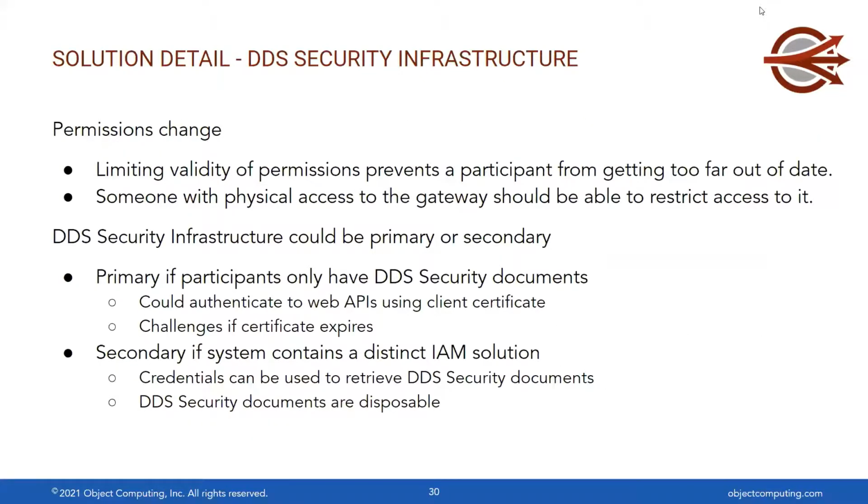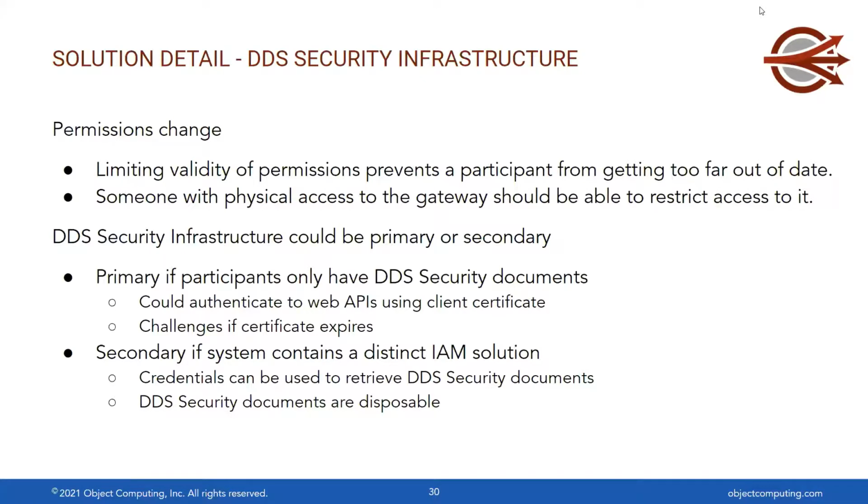So permissions do change over time. You can imagine that that database is not static. So it is a good idea to limit the validity of permissions to prevent a participant from getting too far out of date, and forcing it to check to make sure that it is in the right partition and has the right permissions. And you also need to be concerned that someone with physical access to the gateway should be able to restrict access to it. So for instance, you move into a house, you should be able to go to the gateway and say, I'm the new owner. I want to break the relationship with the existing owner so that they can't mess with my lights and locks and do other things to my house that they shouldn't be able to do.